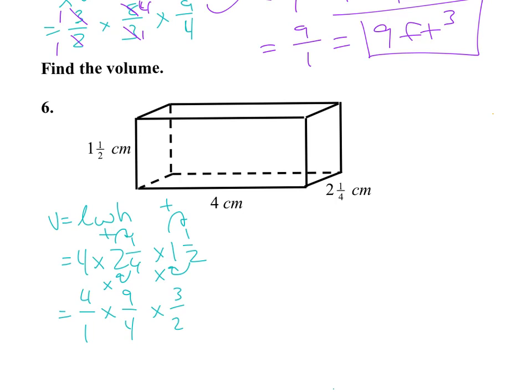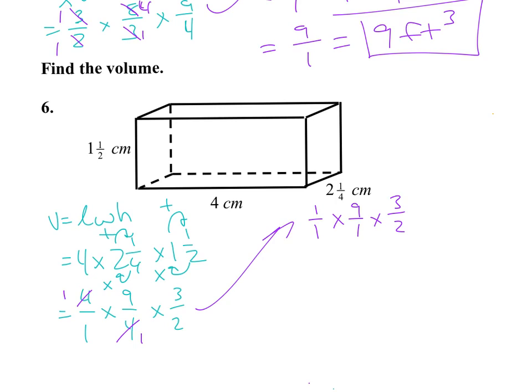Let's go ahead and cross cancel. What's the greatest common factor of 4 and 4? The greatest common factor of 4 and 4 is 4. So 4 will go into 4 one time. 4 will go into 4 one time. What about 1 and 9? What's the greatest common factor there? The greatest common factor is 1. So you're done. Can't reduce it. Let's go ahead and rewrite over here. So now we've got 1 over 1 times 9 over 1 times 3 over 2.